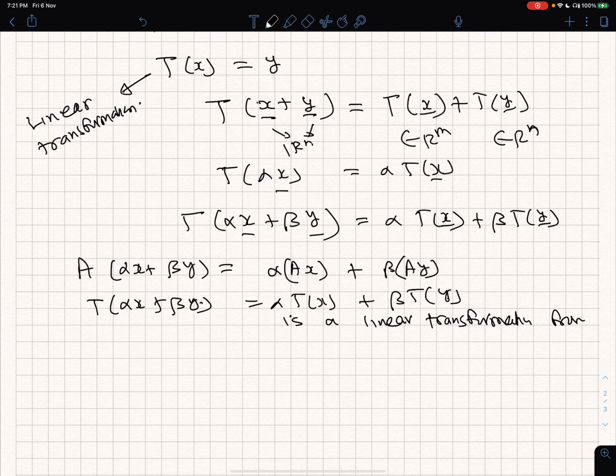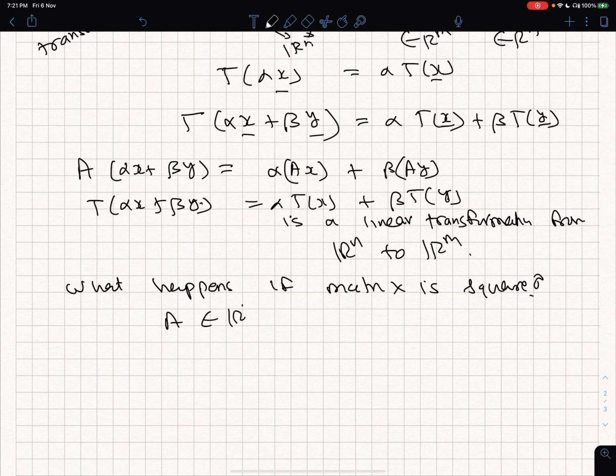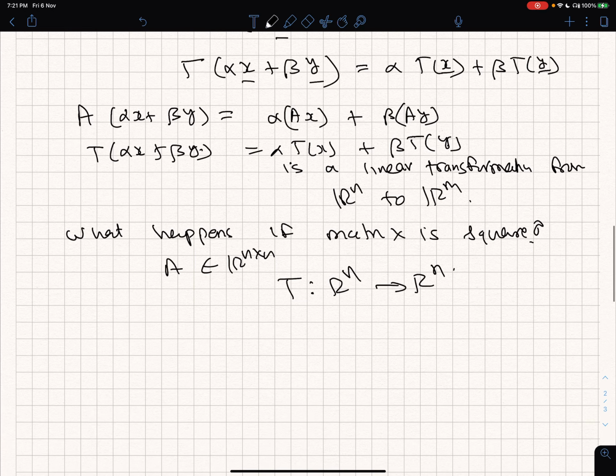So a pre-multiplication by a matrix is a linear transformation from Rn to Rm. What happens if the matrix is square? If the matrix is square, that is A is an n cross n matrix, then it becomes a transformation from Rn to Rn. Again, it becomes a transformation from Rn to Rn.